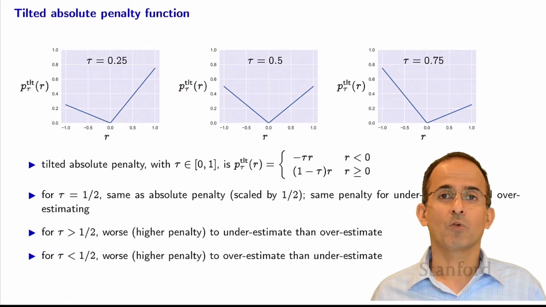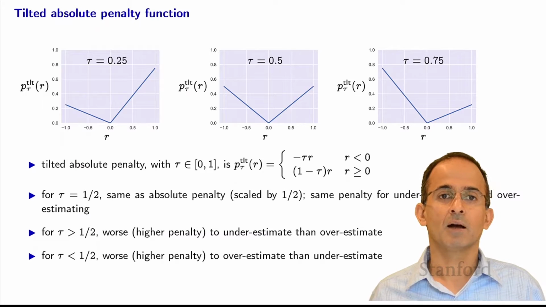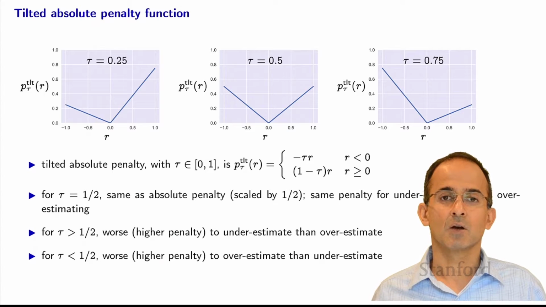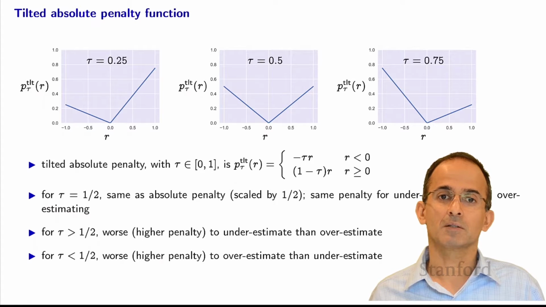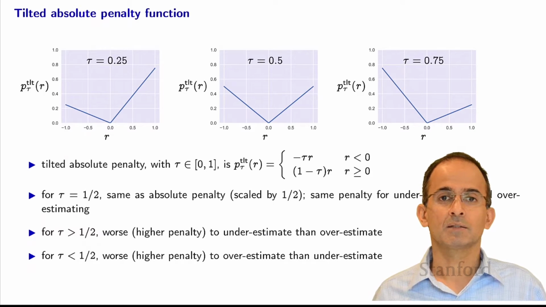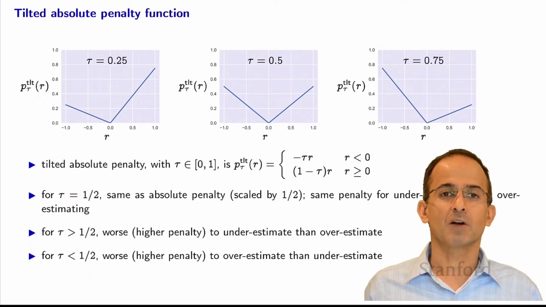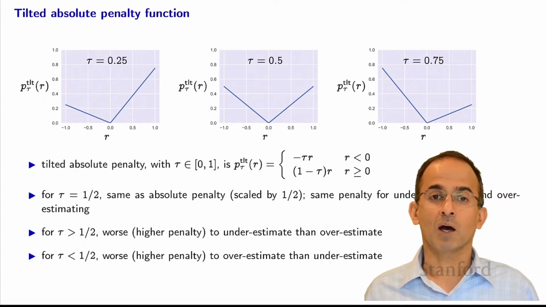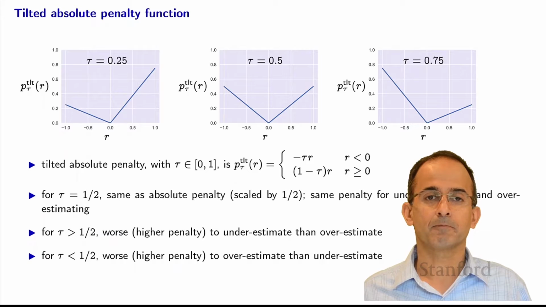Now here's another one we've seen before when we were looking at quantiles. This is the tilted absolute penalty function. It is parameterized by tau. It's an absolute value, but it's tilted. And so when r is negative, the penalty is minus tau times r. And when r is positive, it's 1 minus tau times r. And tau is somewhere between 0 and 1. When tau is a half, the tilted absolute penalty function isn't tilted. It becomes the same as 1/2 the absolute value of r. So we have the same penalty for underestimating as overestimating.